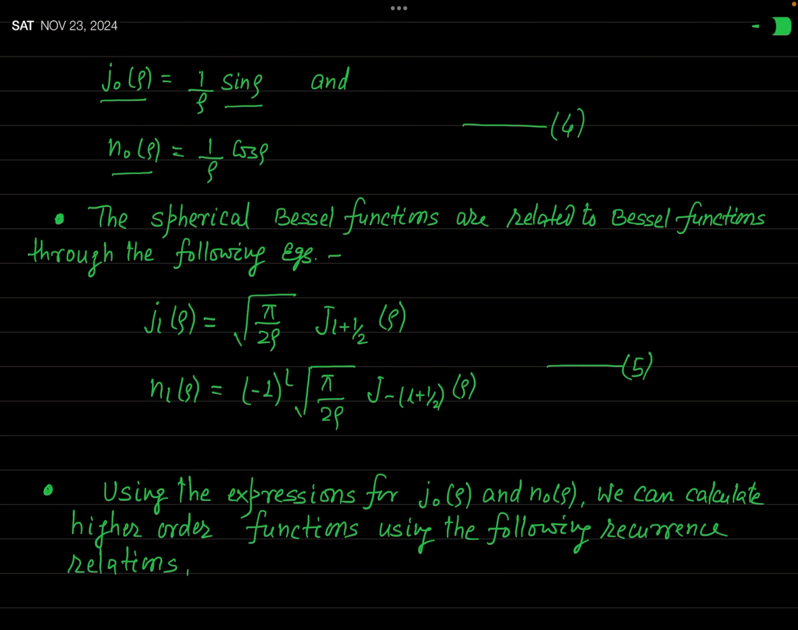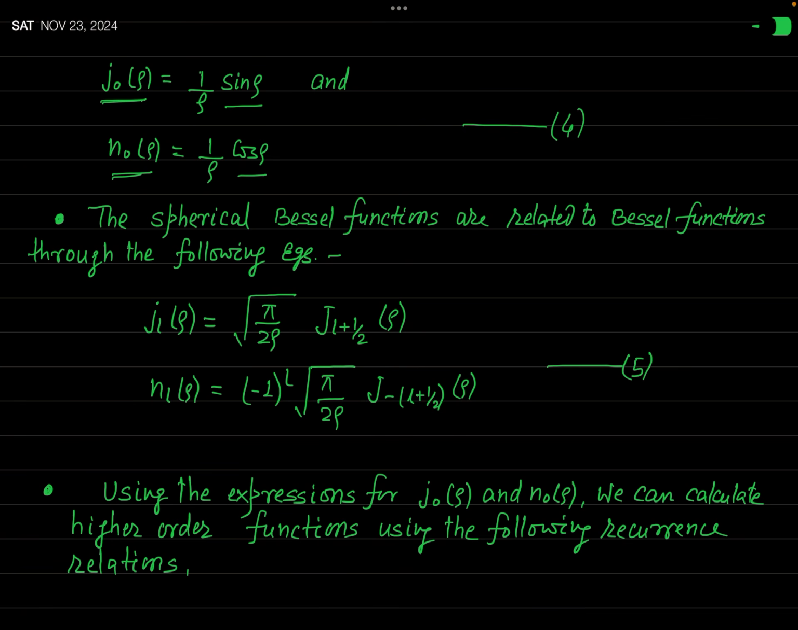And N0 of rho, this is the other solution, that is minus 1 over rho cos rho. These are the zero order spherical Bessel functions. Now, in general, the solution of the Bessel equation is called a Bessel function. This is a spherical Bessel function.